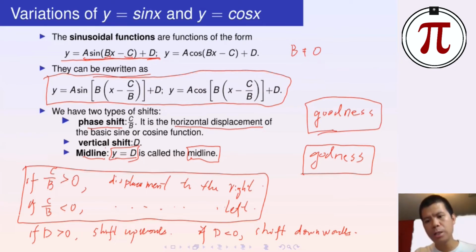So when we write the function, we need to use this form instead: A sine B in the parentheses, x minus the amount of the shift. So the shift is not C, it's C over B. So we need to use the second line, the rewritten form, to write the shift. Now let's come back to the function here.